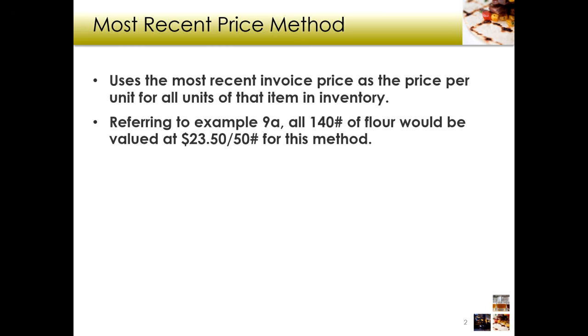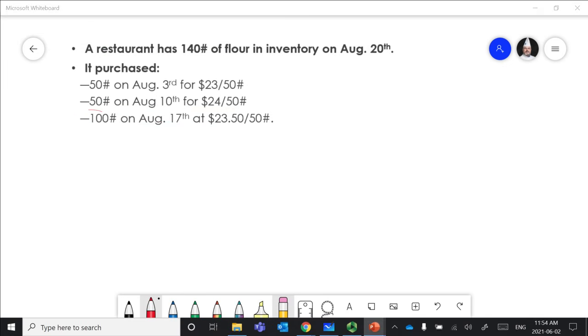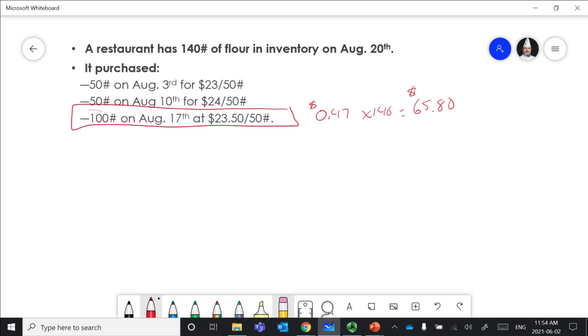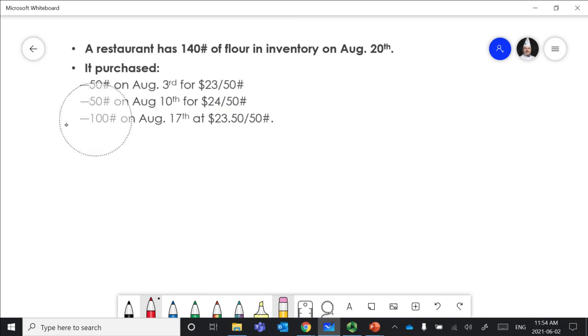If we go back to that same example, 9A, our most recent price was $23.50 for 50 pounds. We calculated our price per pound at 47 cents per pound, right? And we had 140 pounds, so 140 times that would give us $65.80 as our most recent pricing. Now, in this flour example, I know our answers were very similar for all of the different methods. This can change depending on the number of orders or the fluctuation of the pricing between the orders.